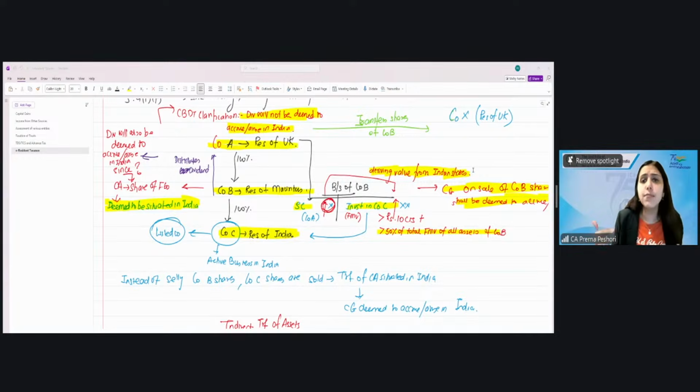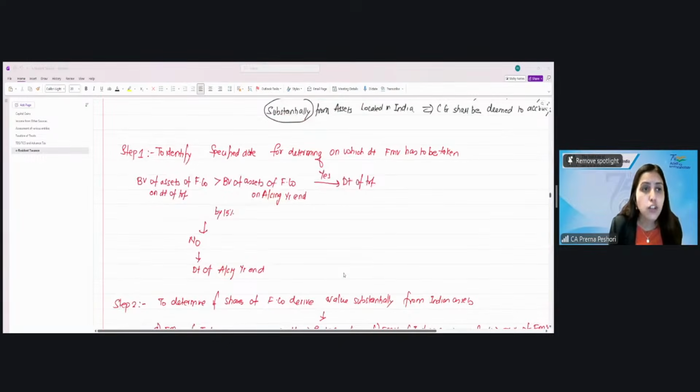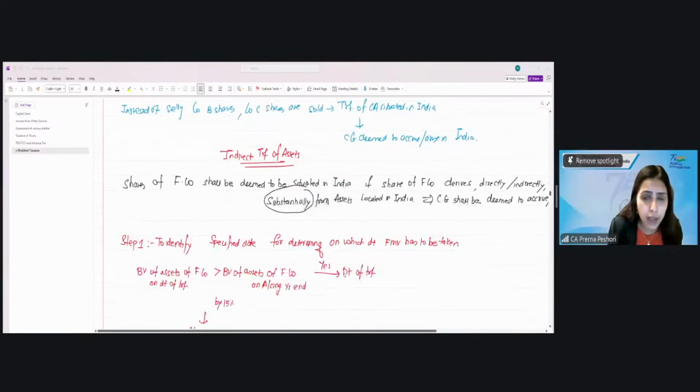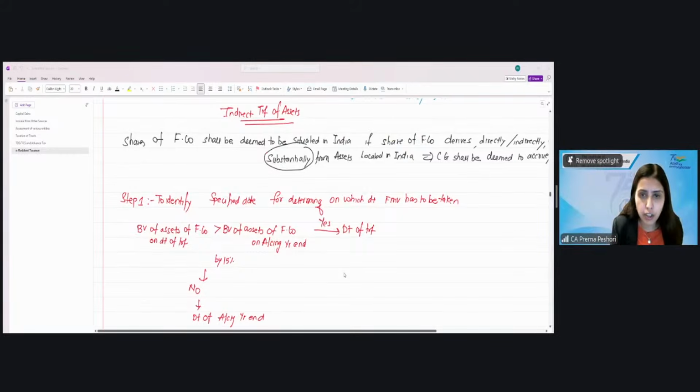Now, how do we say that the shares of company B are deriving the value from the Indian shares? So you need to first identify the specified date for determining on which the value has to be taken. For identifying the specified date, on what date do I have to take the value? To identify whether the shares of company B derive the value from the Indian company shares, you need to identify on which date I will take the valuation. So that is the specified date.